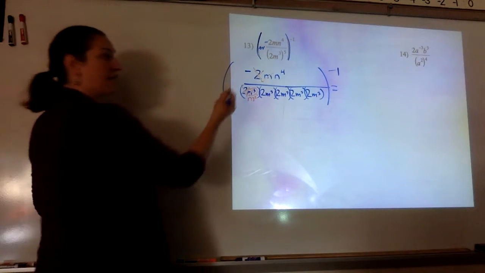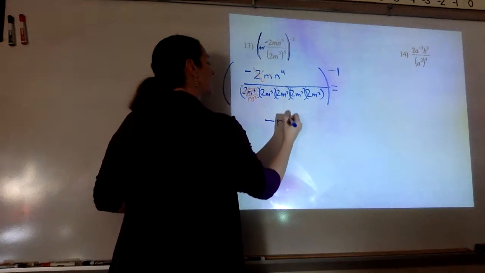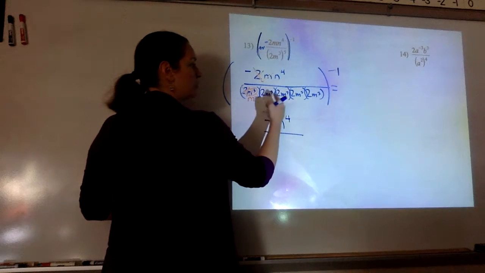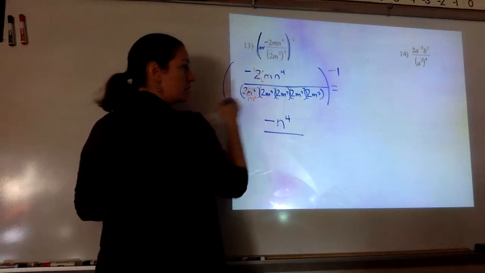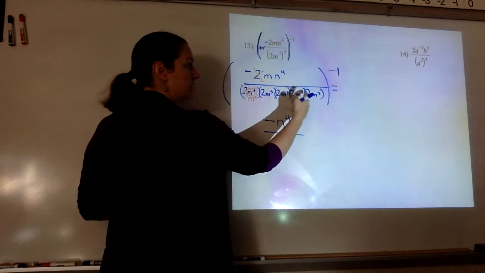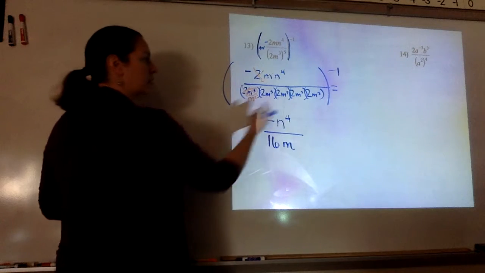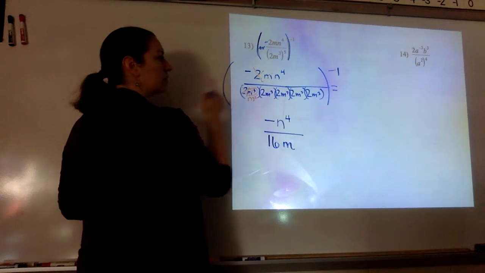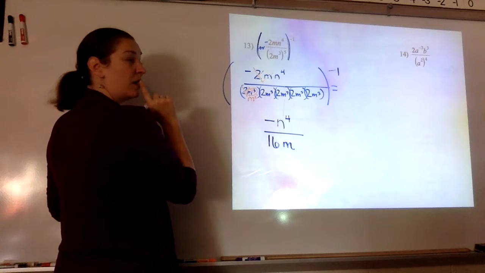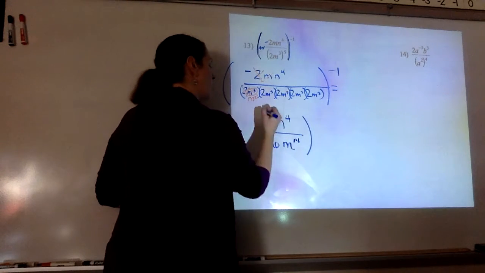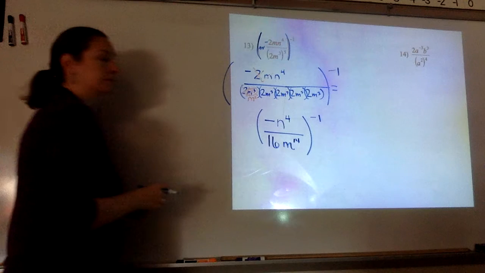So here's what I have. Up top, I have -n to the 4th. And in the bottom, I have 2, 4, 6, 8, 4, 8, 16. M to the what power? 3, 2, 3, 4, 12 plus 2 is 14. 14. All of that is to the -1.